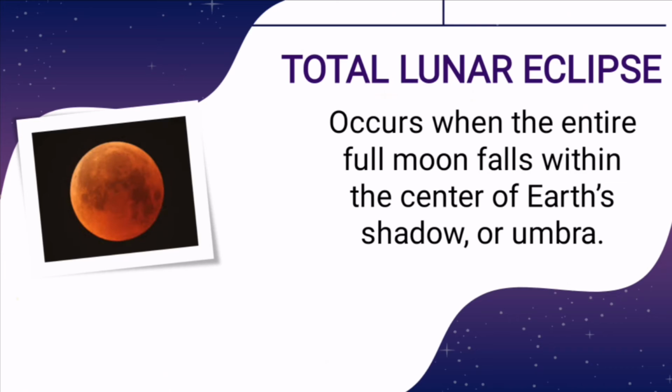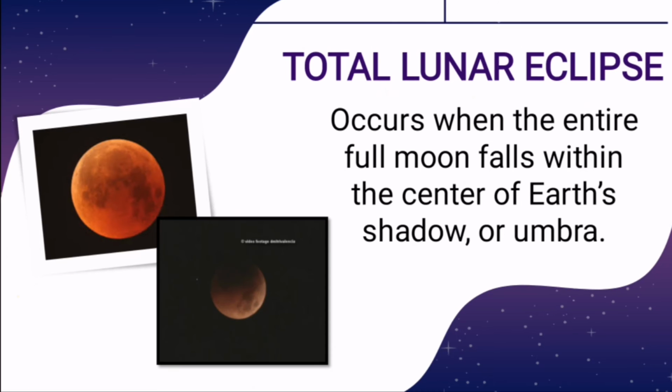Lastly, we have the total lunar eclipse. It occurs when the entire full moon falls within the center of Earth's shadow or umbra, where the Sun, Earth, and Moon are perfectly aligned together. For the total lunar eclipse, there is about a 35% chance of occurrence for this type of eclipse, which can only be seen in a particular region across the globe. The second image here is a sample of a total lunar eclipse.